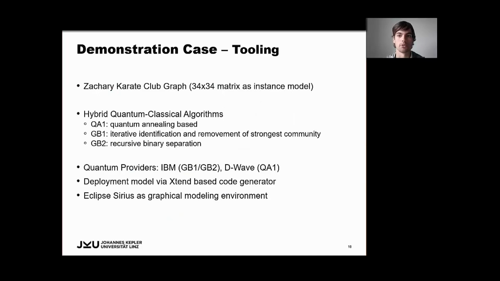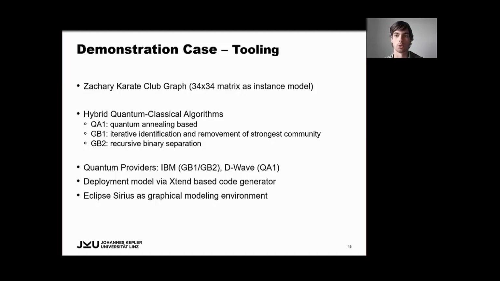Okay, so in order to demonstrate the feasibility of our approach, we have applied it to the Zachary graph, which is a prominent benchmark graph in social network analysis. And in our case, the graph is represented as a binary symmetric 34 times 34 adjacency matrix. So in our case, there are 34 people in the network, and the matrix element just indicates whether there is a connection between two people or not. And on the solution side, we've utilized three algorithms for this demo case. The first one is based on quantum annealing, and the second and the third algorithm utilize gate-based quantum technology.